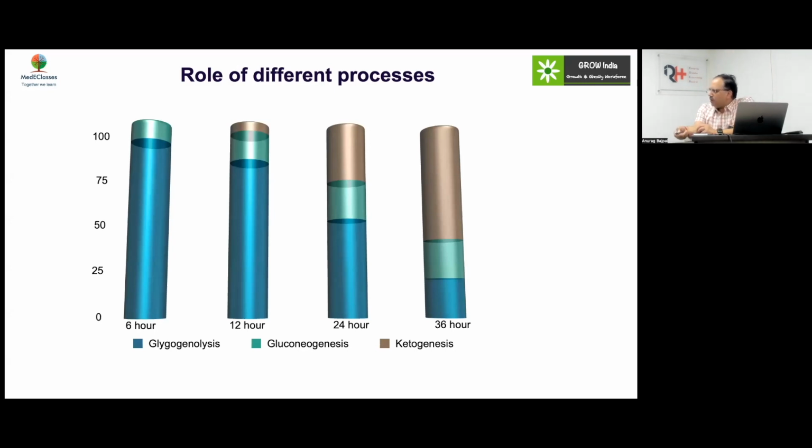Now, if you increase the duration of fast, the relative contribution changes. So at 6 hours, it's mainly glycogenolysis, 80%. At 12 hours, your gluconeogenesis is also coming into the picture. But at 24 hours, your ketogenesis and other factors are more important. By 36 hours, your glycogen is used up, your other stores are used up, and then you really become ketotic. So that is something which is extremely important.